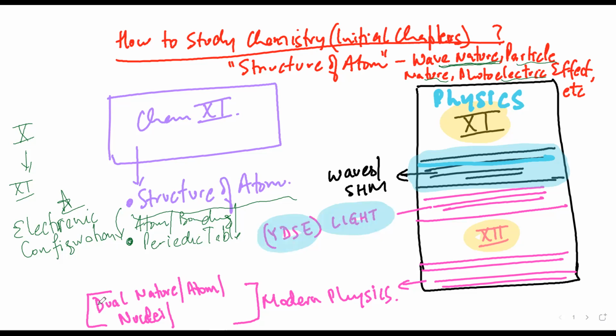Then they will talk about the dual nature of radiation, the dual nature of matter. They'll talk about the structure of atom. They'll talk about the structure of nuclei. This is part of modern physics and this is part of class 12th physics part 2. Have you understood what I've said? Okay. So now the point is, how do we tackle this?